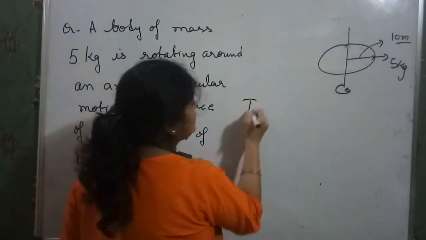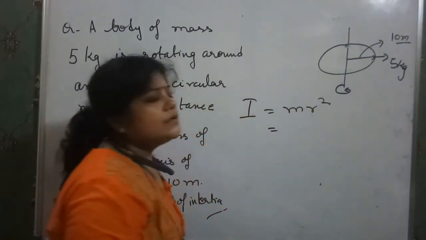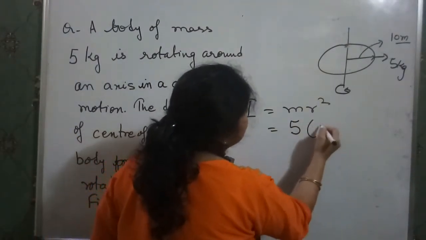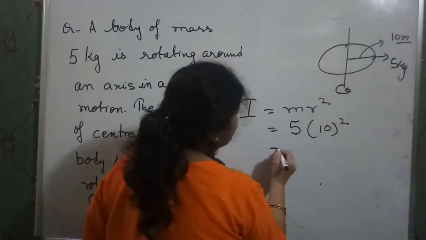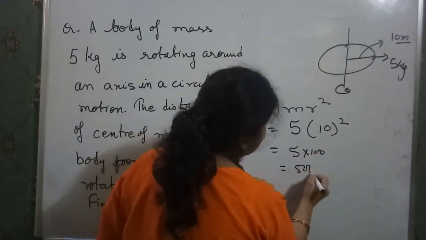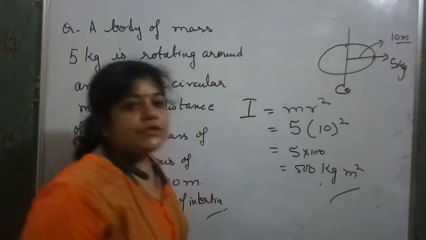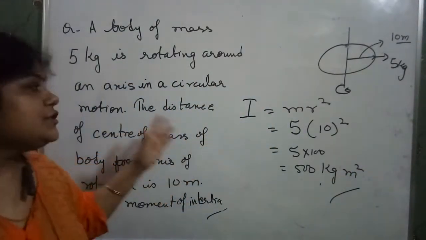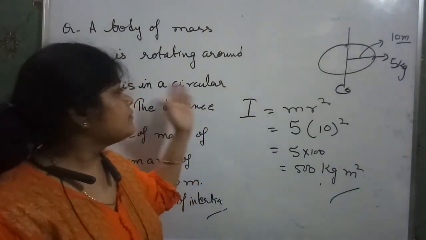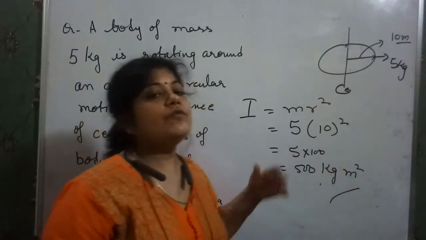As I told you earlier, moment of inertia is m r square. The mass of the body is 5 kg, so I put 5, and the distance is 10 meters, so this is squared. We have 5 into 100, that is 500, and the unit is kilogram meter square. When you find the moment of inertia for these types of question, just convert the quantities into kilogram and meter, then you will solve it.